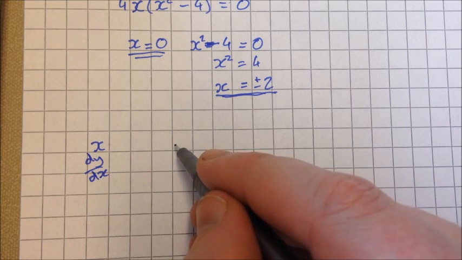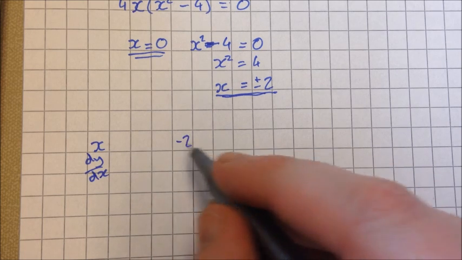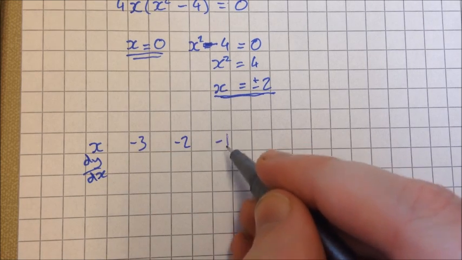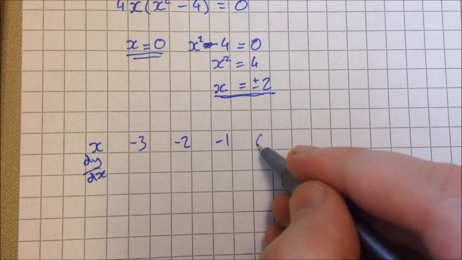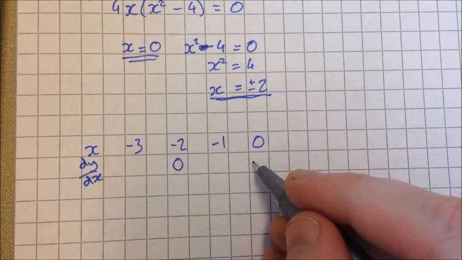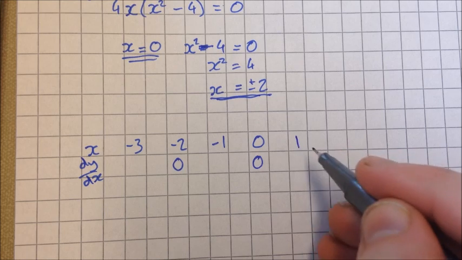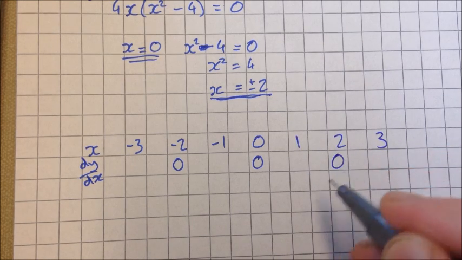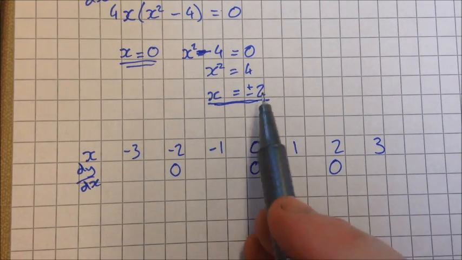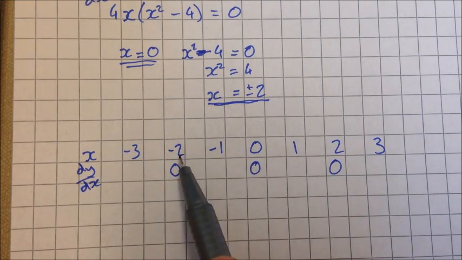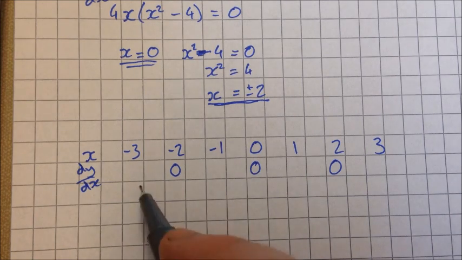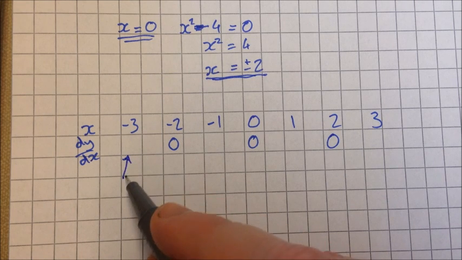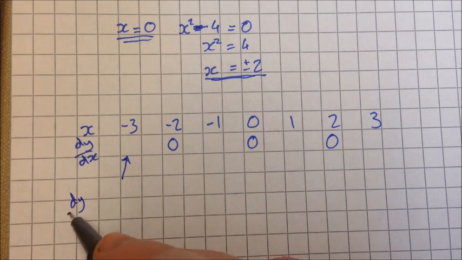So we've got -2, and we need a number to the left of it, so we're going to have -3, -1 and 0. So this is your 0 value, this is a 0 value. We'll try 1, 2 and 3. Now this is your final 0 value. So we've got +2, -2, and we've got 0 as well. Right, we'll work out these values here. So we plug these into dy dx.